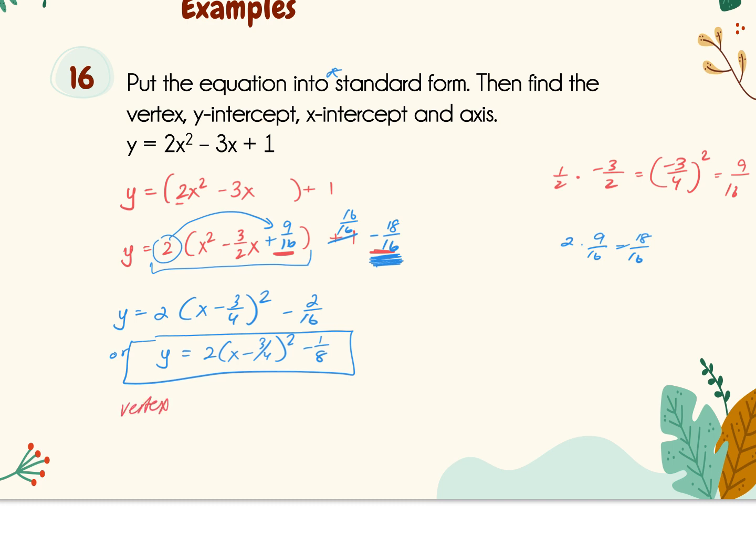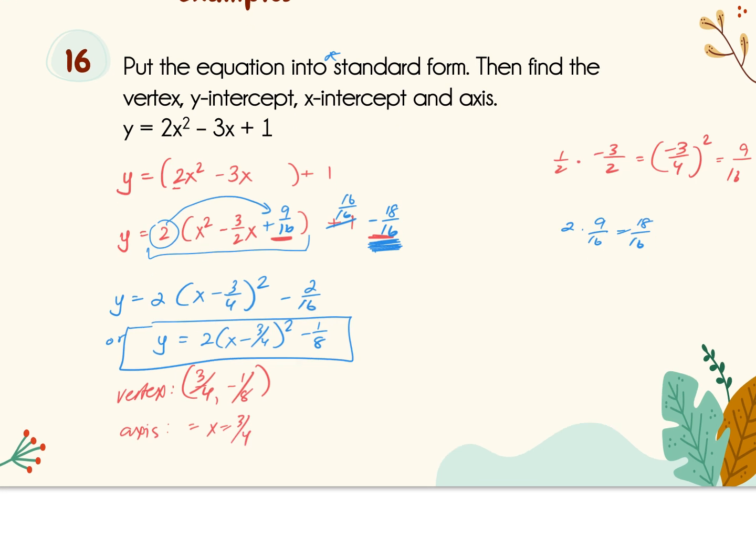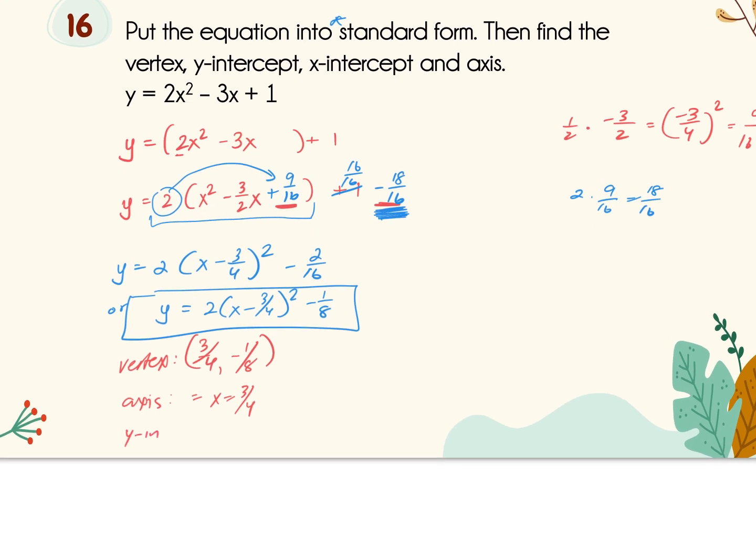So again, my vertex is going to be 3/4 and negative 1/8. My axis of symmetry is going to be x equals 3/4. My y-intercept, again, I'm not going to do any math because I know back in quadratic form, it's going to be the c value. So my x-intercept is the only thing that I'm really needing to figure out.